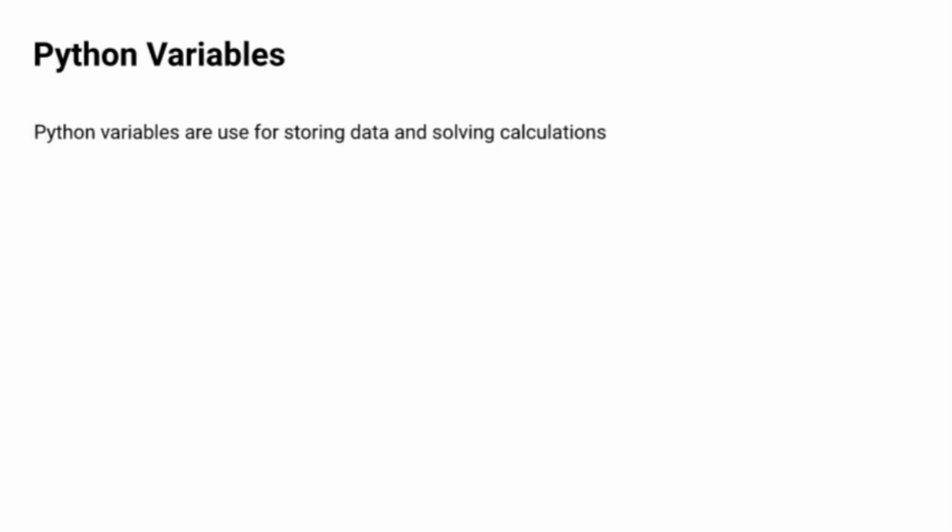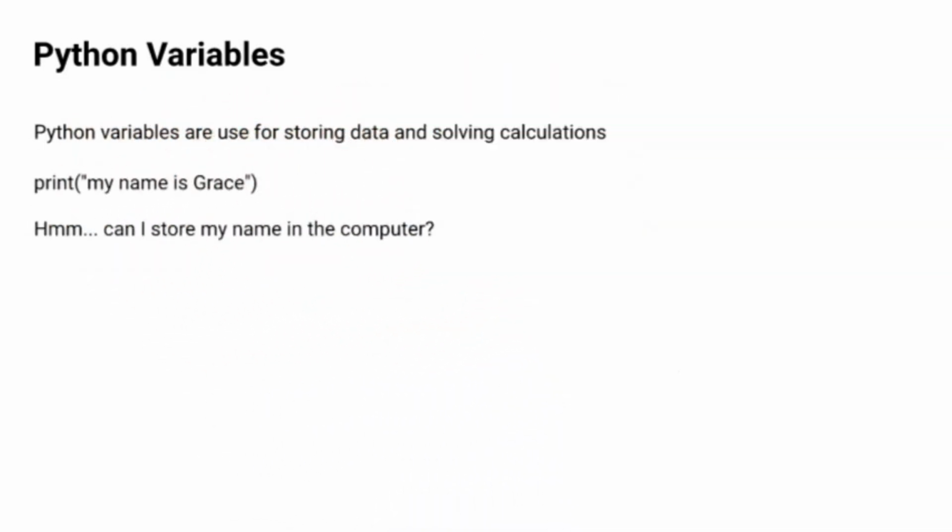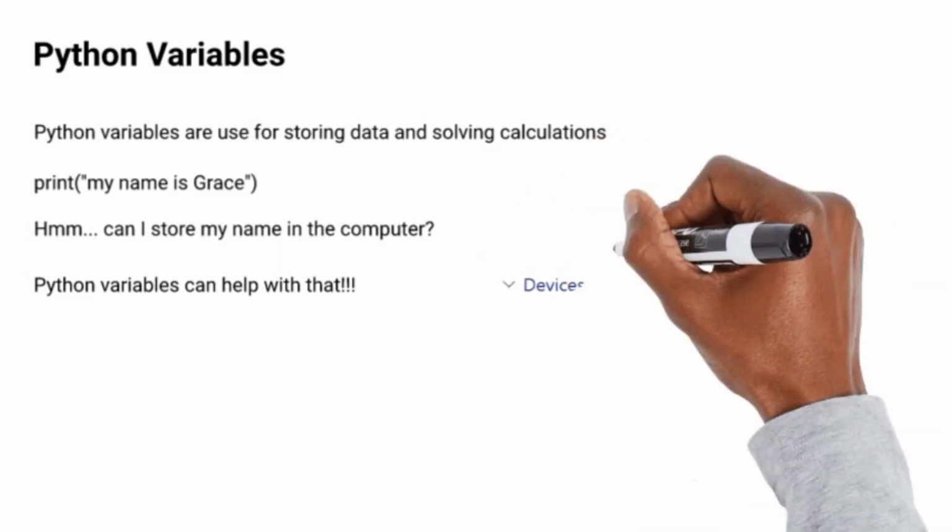So imagine in quiz one that I gave you to print your name, right? So you are only able to print your name. What if you want to store your name in your computer using Python code, right? So you use variables to do that, to store any data that you have and to do any kind of calculation that you have. So again, our computer has a large memory, right?